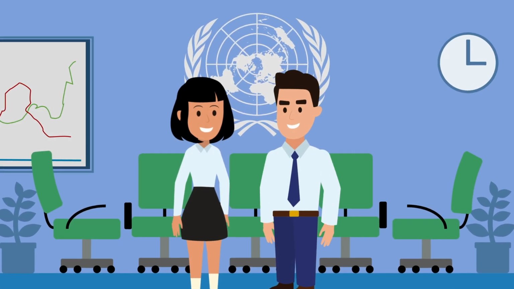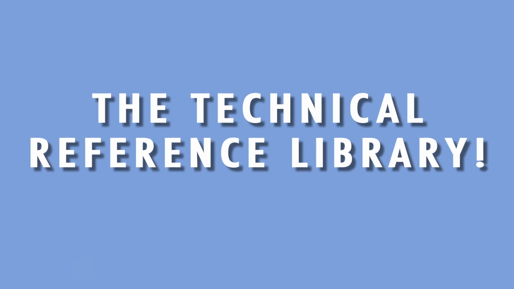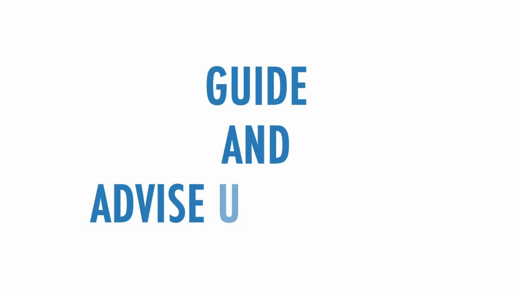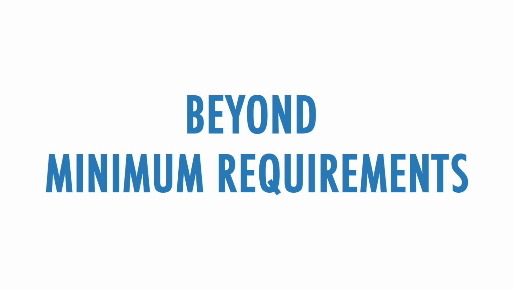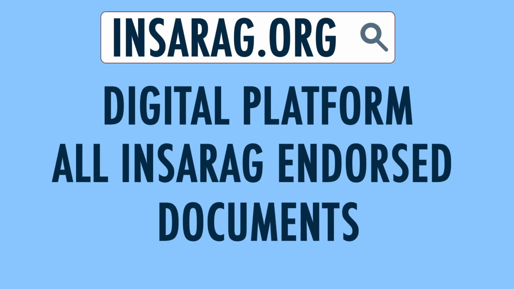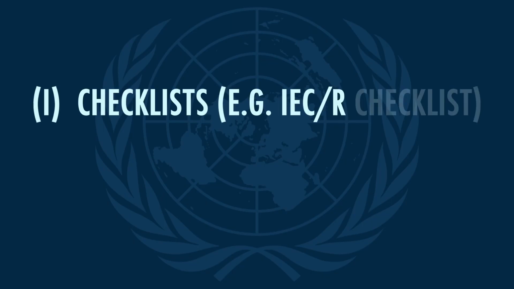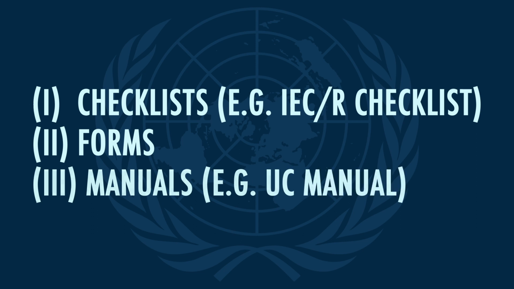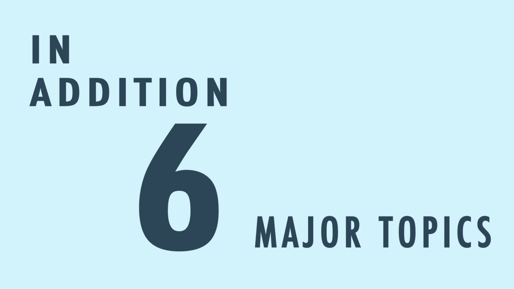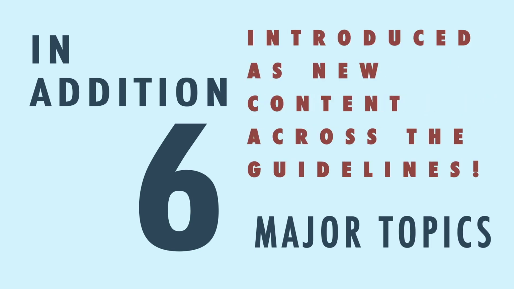Another key new feature would be the introduction of the Technical Reference Library, a non-binding knowledge repository for the sharing of best practices within the USAR community, which aims to guide and advise USAR teams beyond the minimum requirements. Parallel to the development of the library, the Guidance Notes section in INSARAG.org has been revised to be a digital platform that now contains all INSARAG-endorsed documents which have been segregated from the guidelines. They are checklists, forms, and manuals. The segregation was made to facilitate a flexible and quicker review and revision process as opposed to the regular 5-year process. In addition, 6 major topics were also introduced as new content across the guidelines.